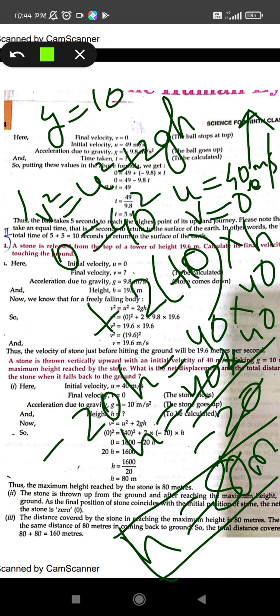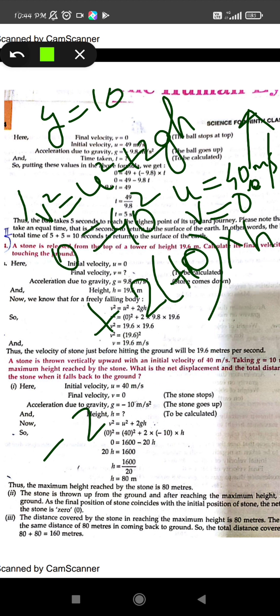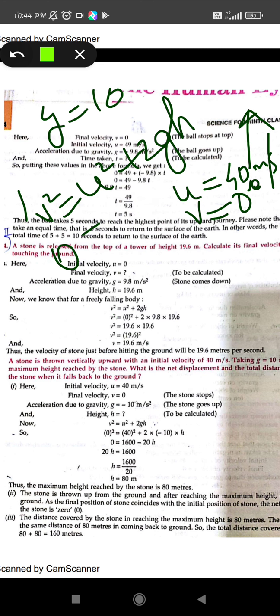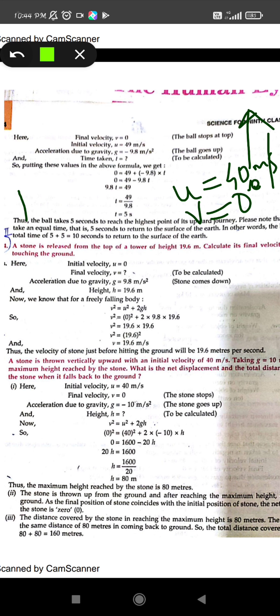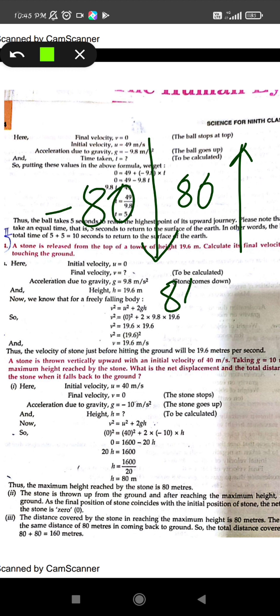So what we can say is that whenever the stone is thrown upward, it will reach a maximum height of 80 meter, and then again it will come back to the earth. The other question is, what is the net displacement and the total distance of the stone when it falls back to the ground? When it is going vertically upwards, the displacement will be positive, and when it is coming downwards, it will be minus. So it moved upward 80 meter, and then again it is coming back, so it will be minus 80, and the displacement will be 80 minus 80, that is 0.